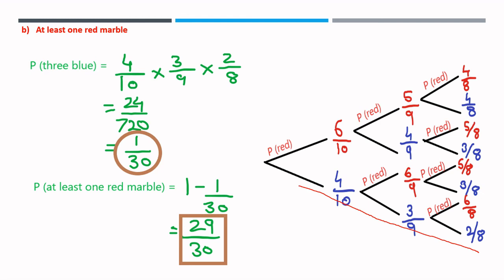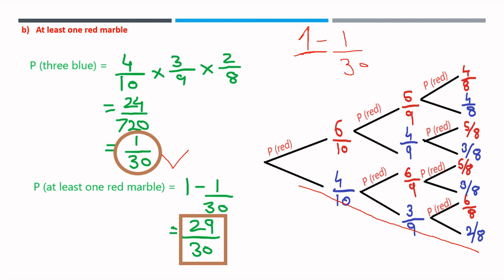So the probability of 3 blue marbles is 1 out of 30. So 4 into 3 into 2 gives you 24, and 10 into 9 into 8 is 720, 24 upon 720, 1 upon 30. Now at least one red marble, it's not asking for 3 blue, it's asking for 1 red. So as you must be knowing, the total probability of anything is 1. So you subtract this 1 upon 30 from this 1 to get your final answer, which is 29 upon 30.